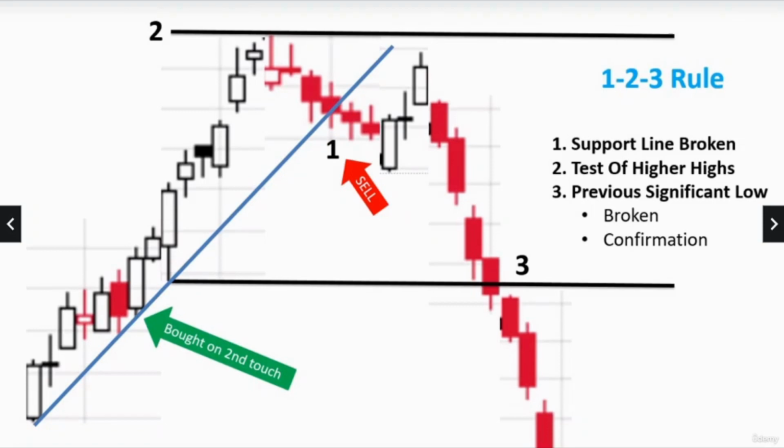But if you want to try 1-2-3 to see if it's more of a false type of breakage, then the second step, after the support line is broken, is you're watching for it to test the higher highs. It might go down a little bit more, might go sideways, but then you're looking for a turnaround and for it to go back up and test the higher highs. That's number 2 there. See how I draw a line? Whatever was the highest point of that trend before it was broken, that's where I draw my line for number 2 of the 1-2-3 rule.